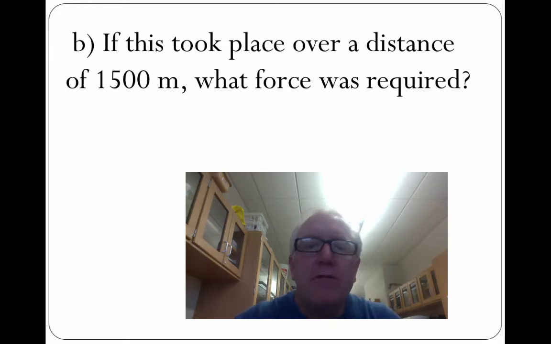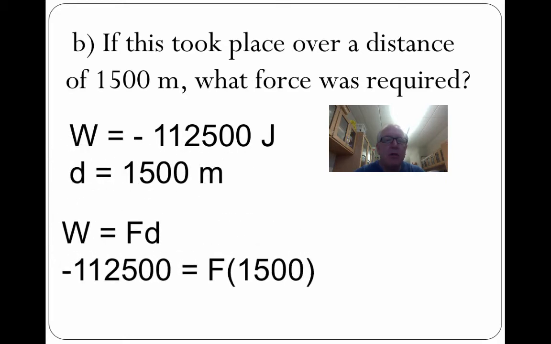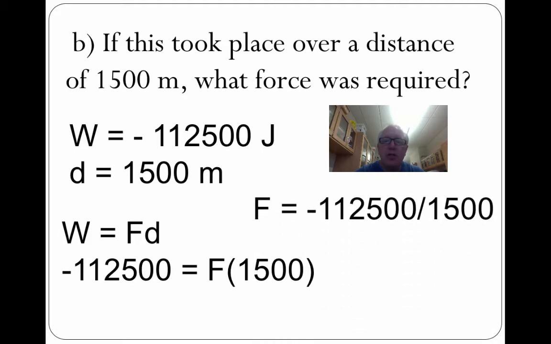Okay, hopefully you gave that a shot, and here we go. I'm identifying the information. I am plugging it into my formula for work. And then with division again, I'm solving for the force, and I got a force of negative 75 newtons. And again, it makes sense. The force of friction works against you in the opposite direction.